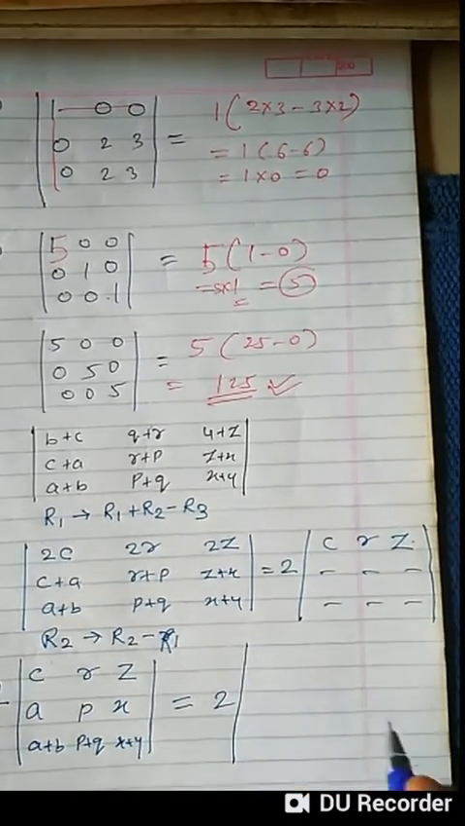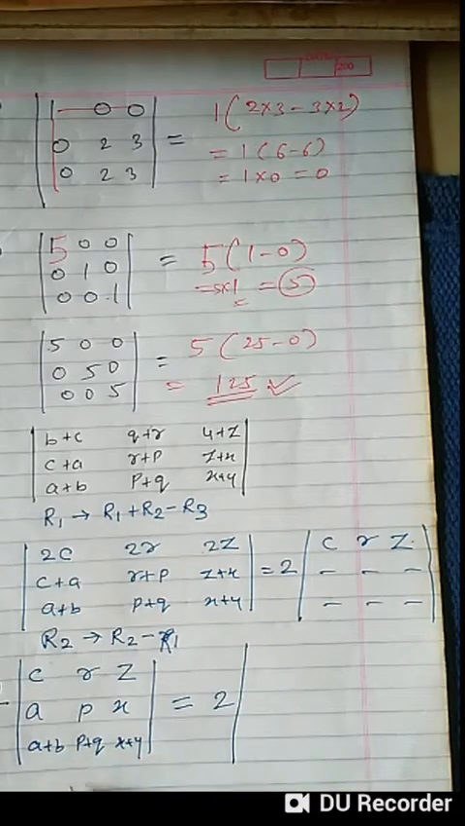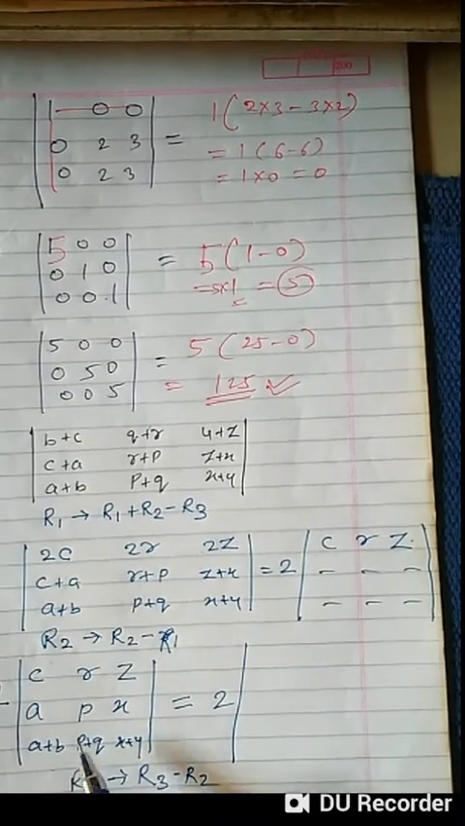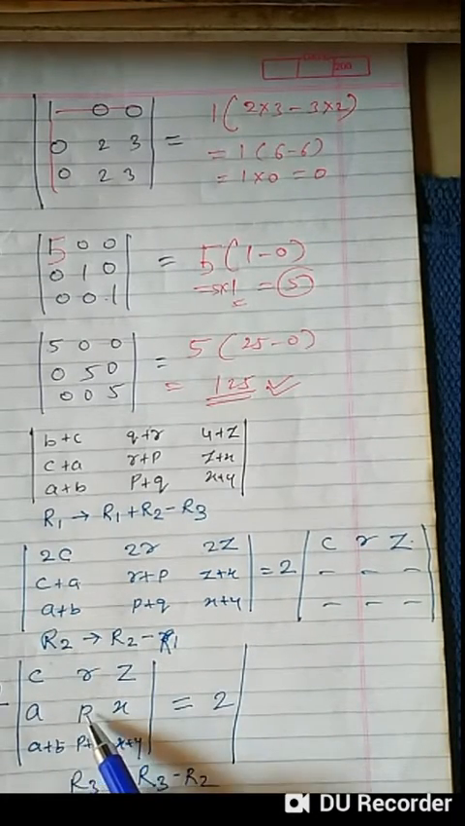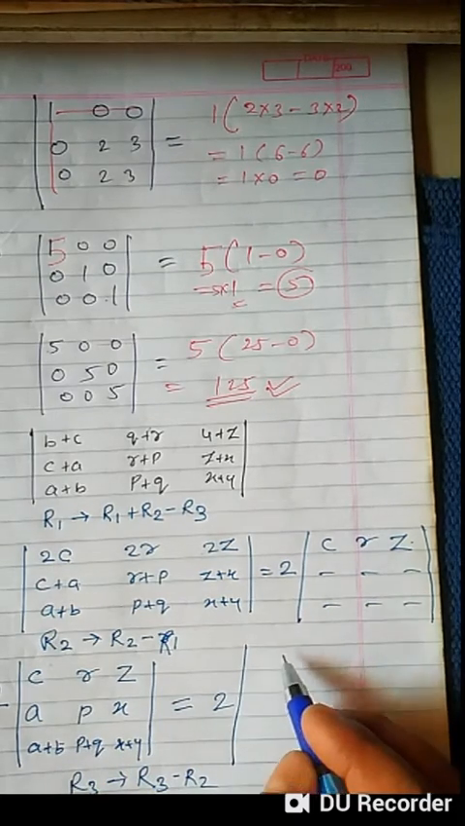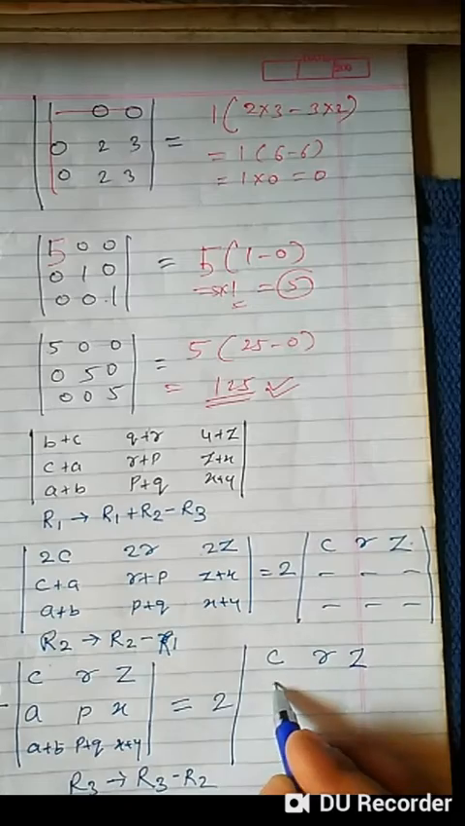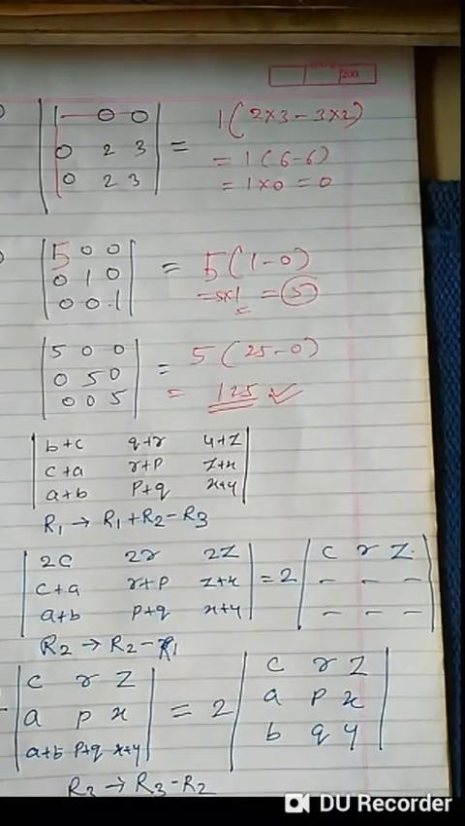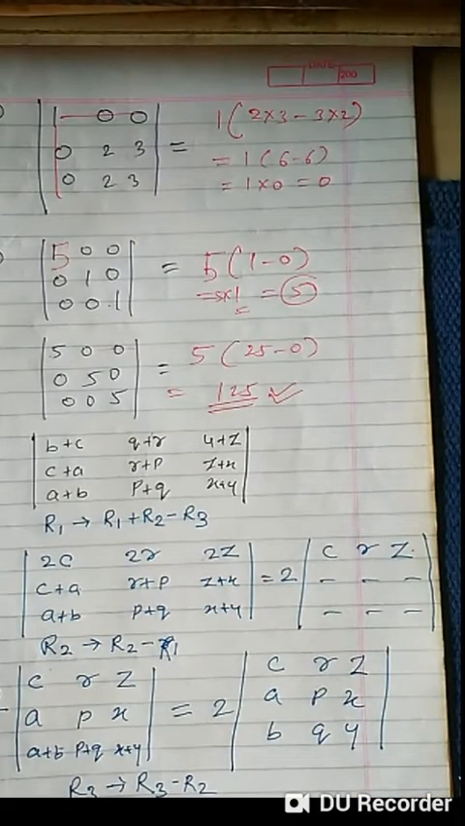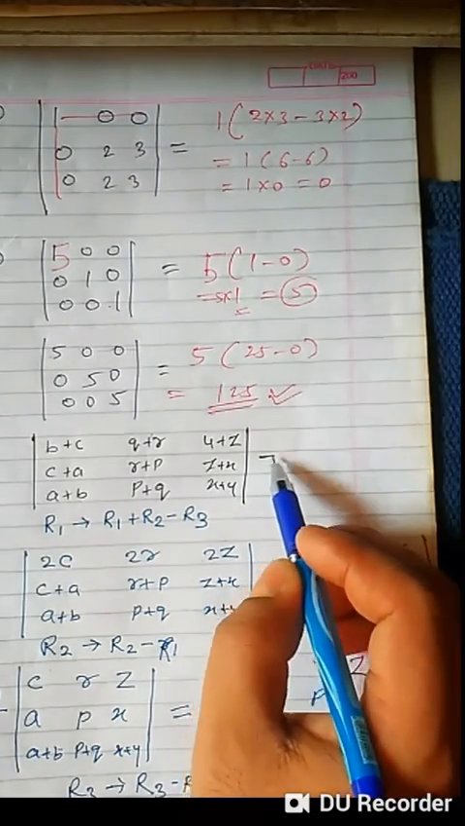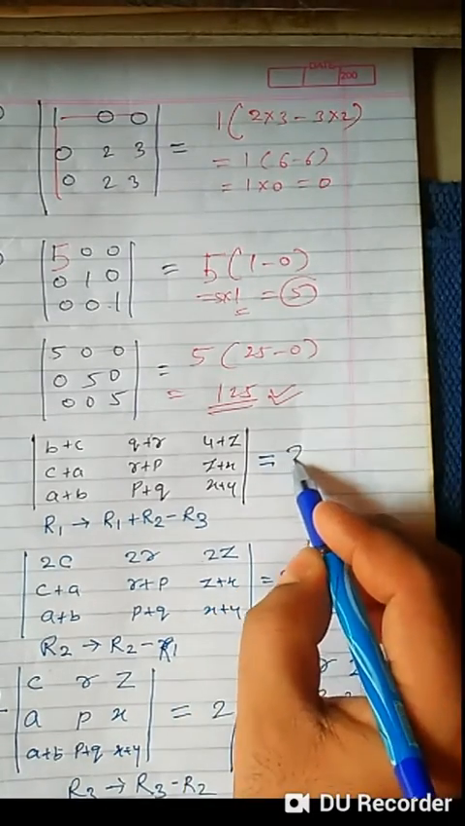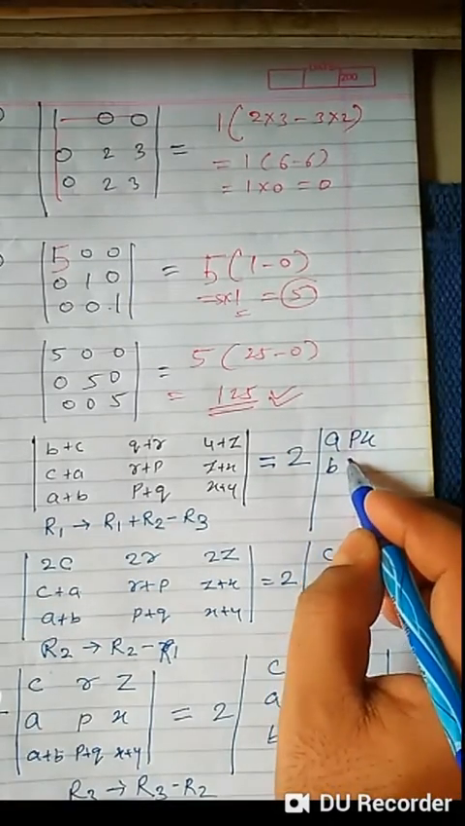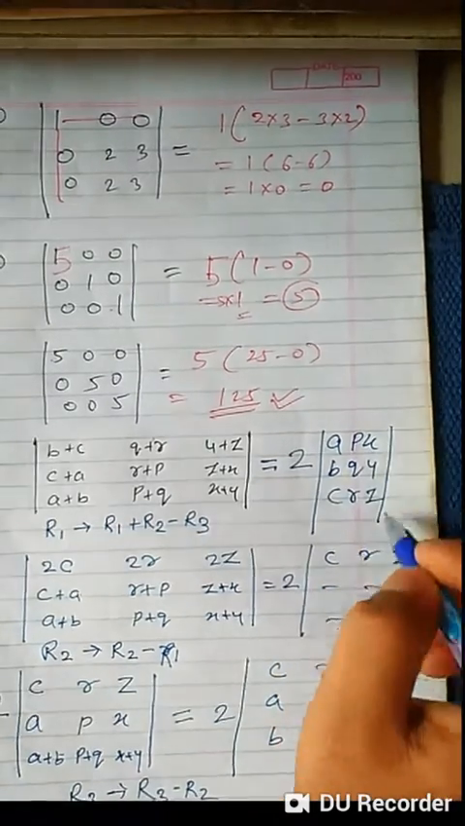Again, what next operation do you do? If R3 is replaced with R3 minus R2, then again A plus B minus A will be B, P plus Q minus P will be Q, X plus Y minus X will be Y. So CRZ, APX, BQY. Okay guys, now the next thing is, in our result, this question has been given to prove that this is 2 APX, BQY and CRZ. This is the question.